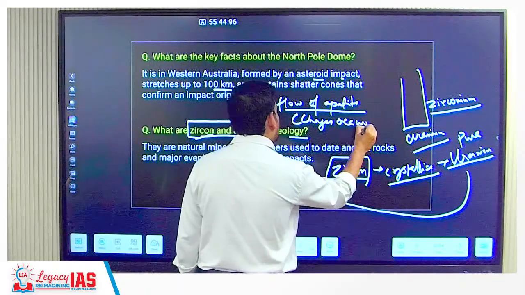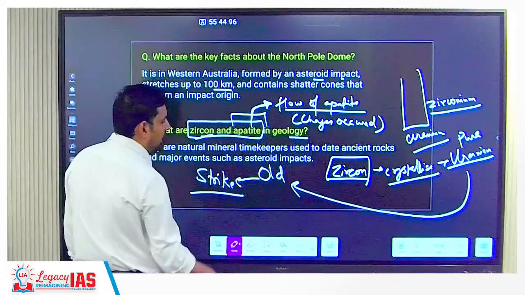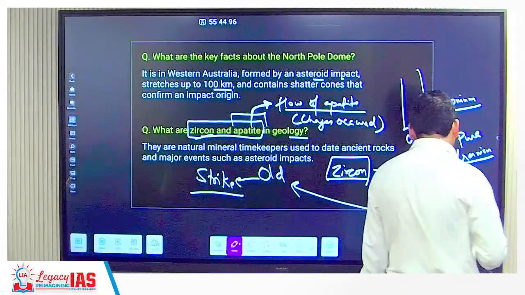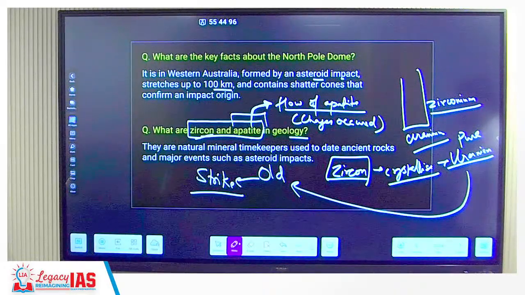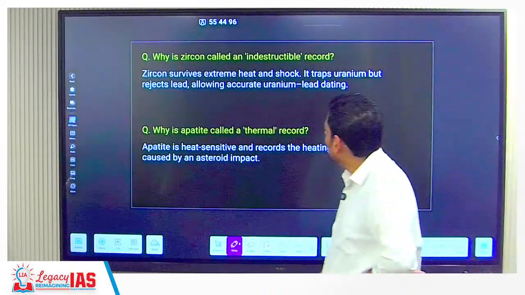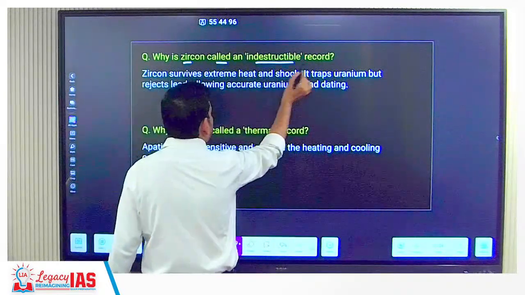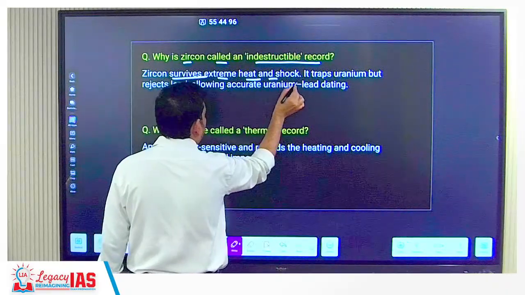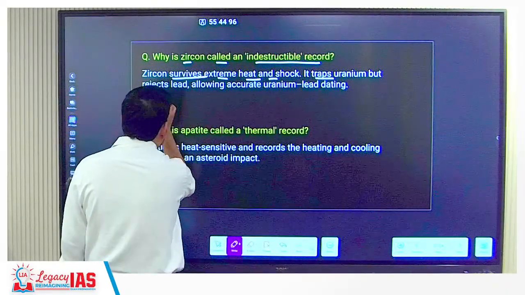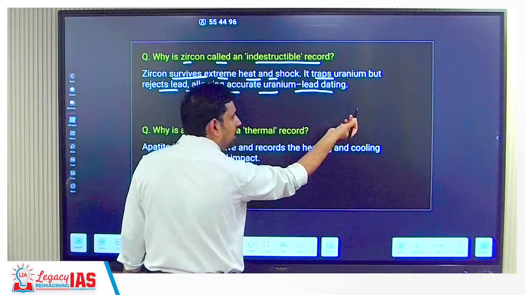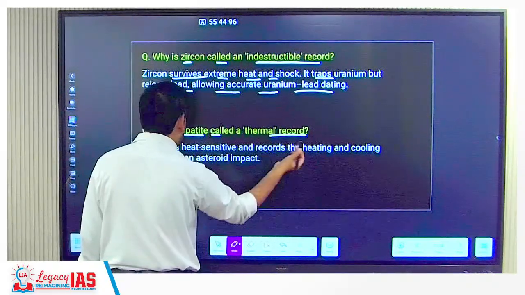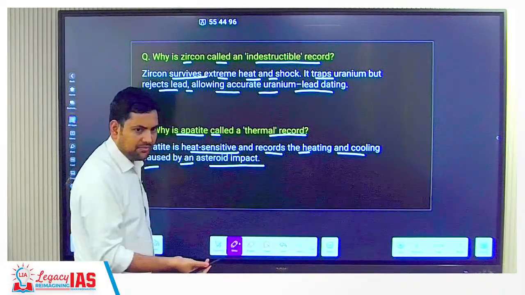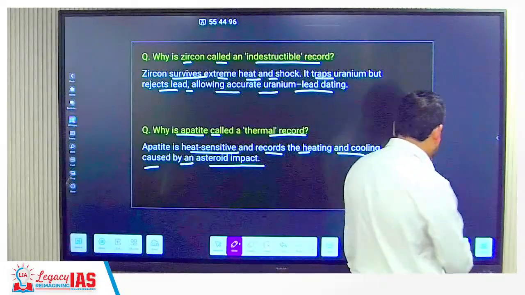And together this is called zircon apatite study, and that gives you very accurate results. Zircon is called an indestructible record because it survives extreme heat and shock. It traps uranium and rejects lead, allowing accurate uranium-lead dating. Then apatite, the thermal record, is heat sensitive and records the heating and cooling caused by the asteroid impact. Correct?